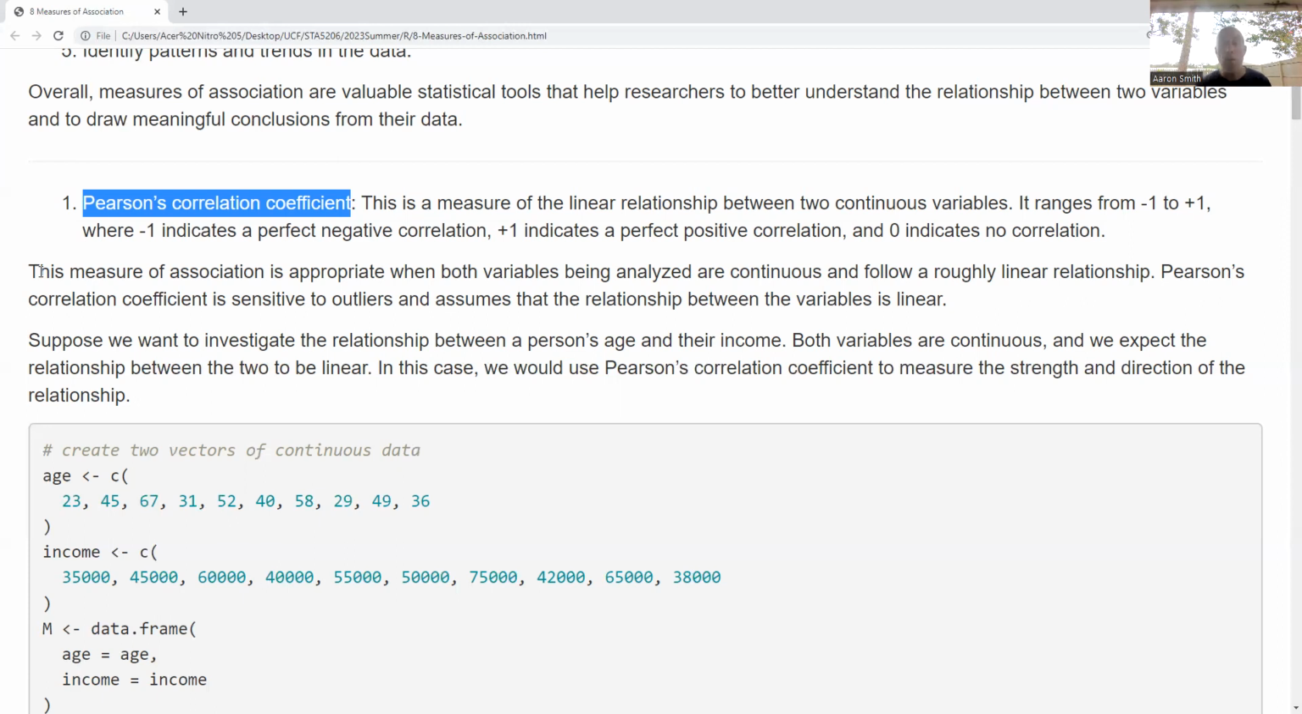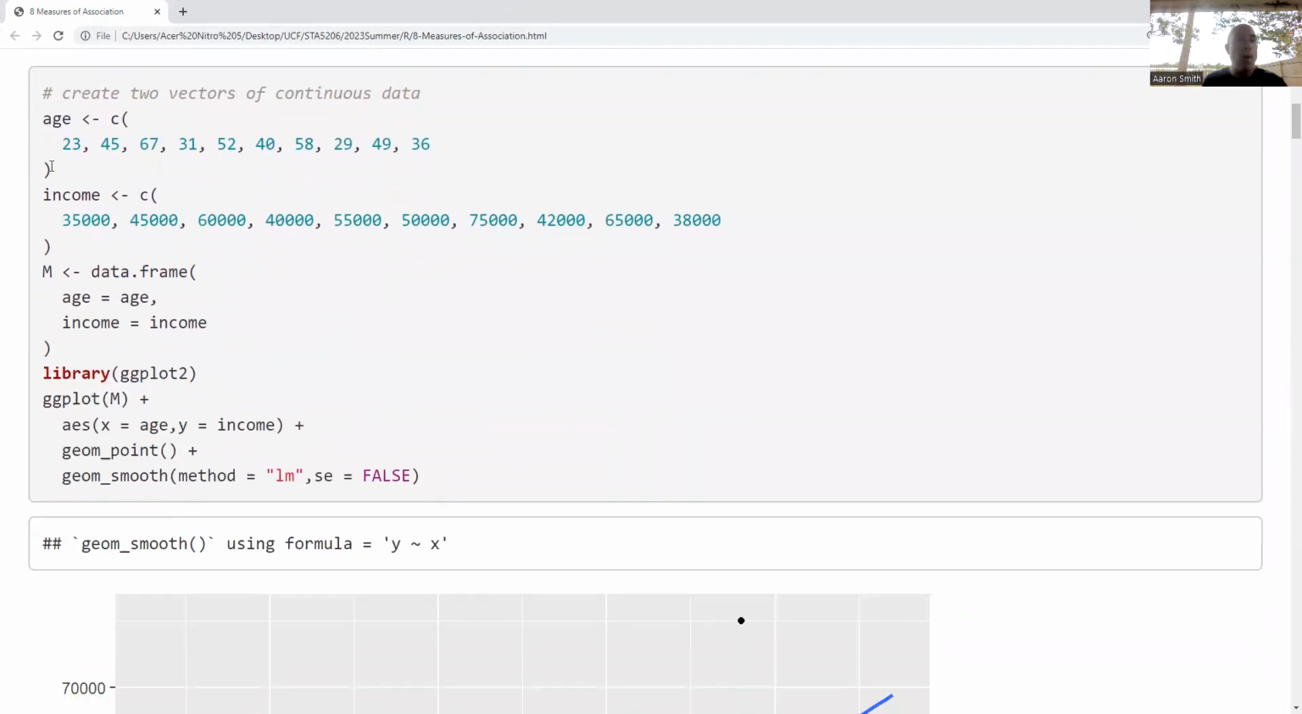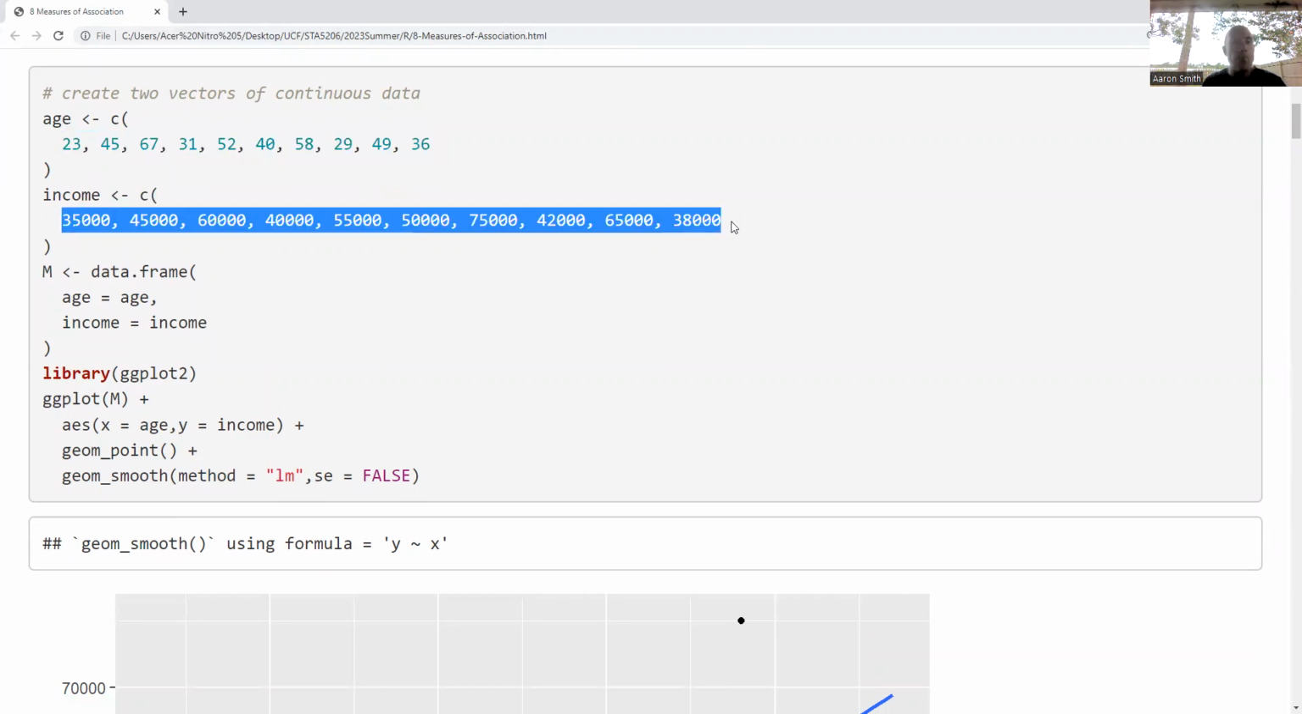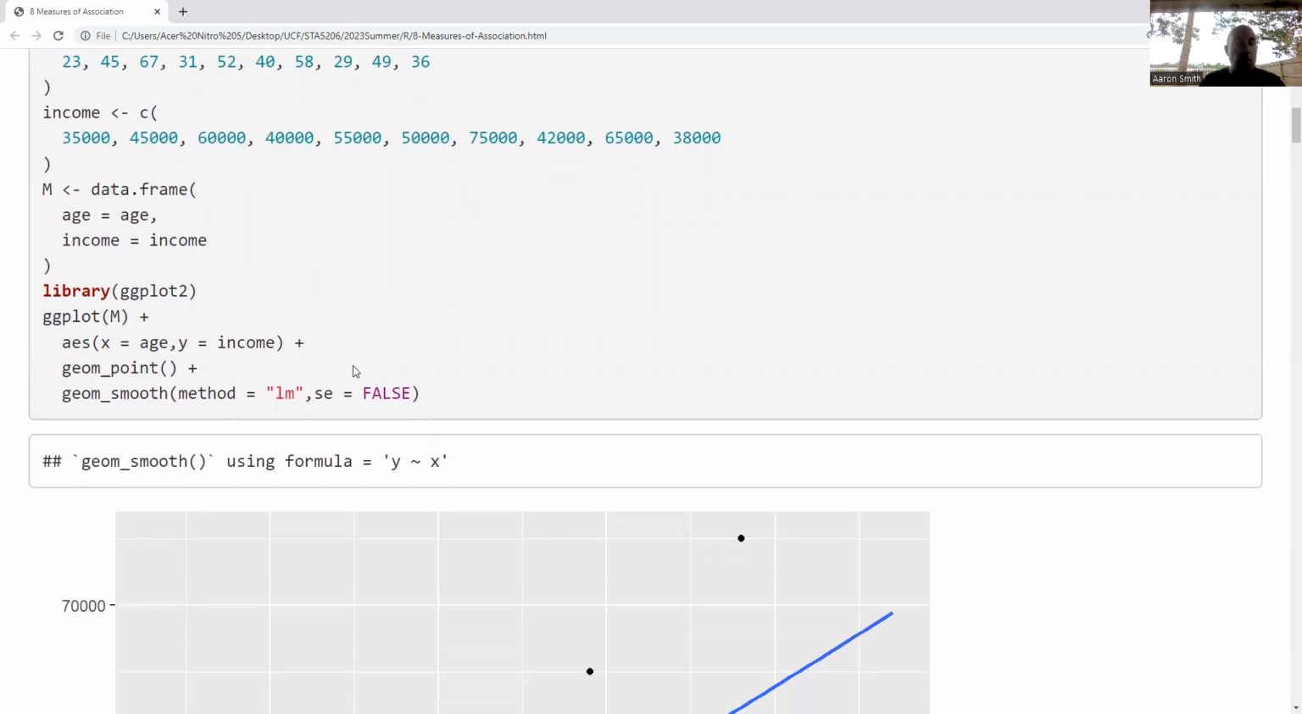Now let's look at some R code, just showing the example. Here we have age as a variable, and here we have income, and this is all just randomly generated data. Now, I'm going to put everything into a data frame to put all my variables together into one neat little package. And now I'm going to visualize it.